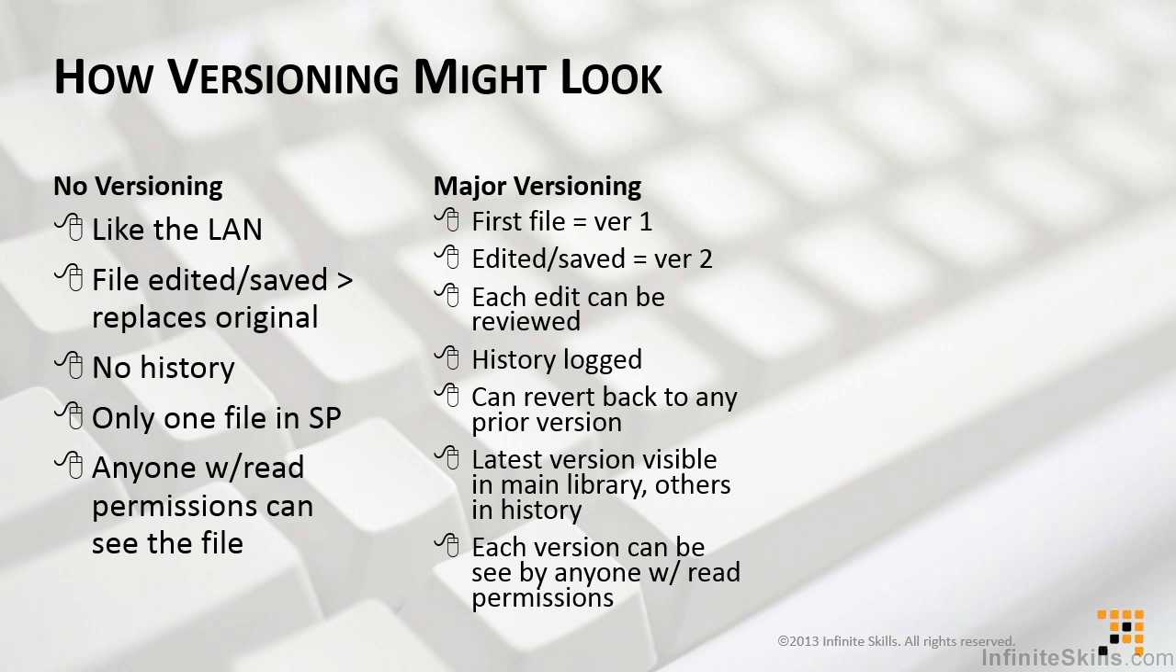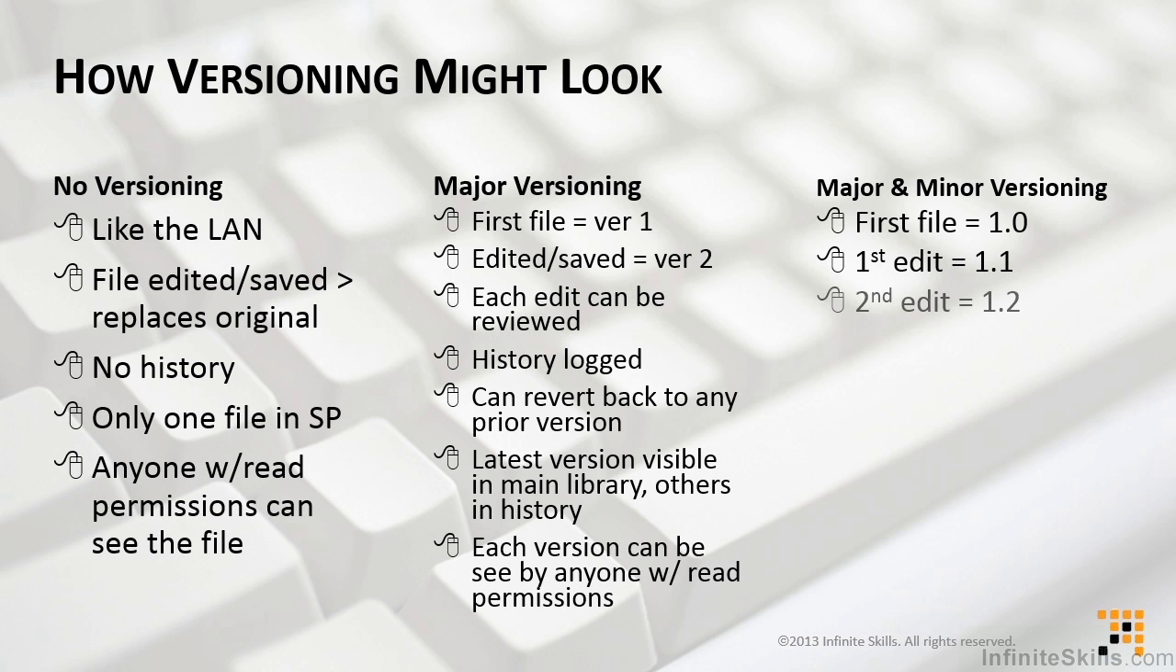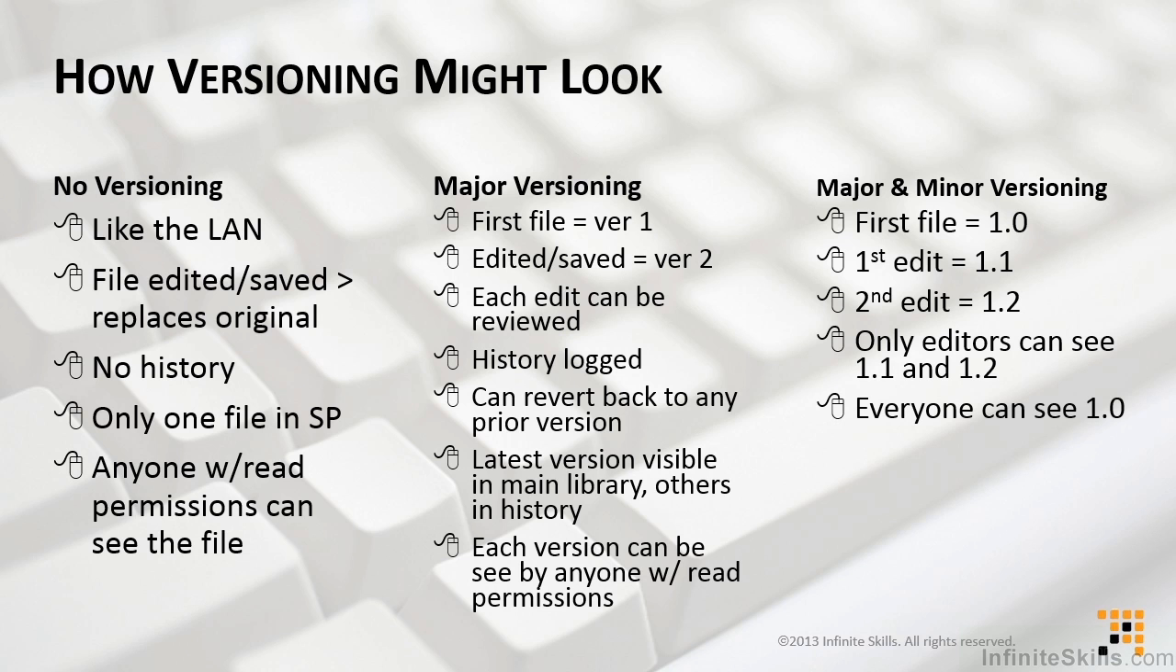Let's take on the last one, which is with major and minor versioning enabled. Once again, when the file is first uploaded, it becomes 1, but this time it's 1.0. And when changes are made and saved, instead of becoming 2, 3, 4, it becomes a decimal point, 1.1, 1.2, and so forth. The main difference is that usually this means only editors, those with editing permissions, can see the minor versions or the drafts, the ones with the decimal places. Everyone can still see 1.0, even though the editors have now made a couple of changes. But 1.1 and 1.2 are visible only to those with editing permissions.